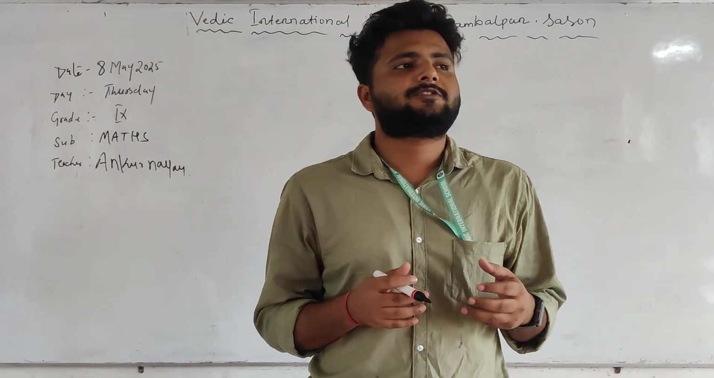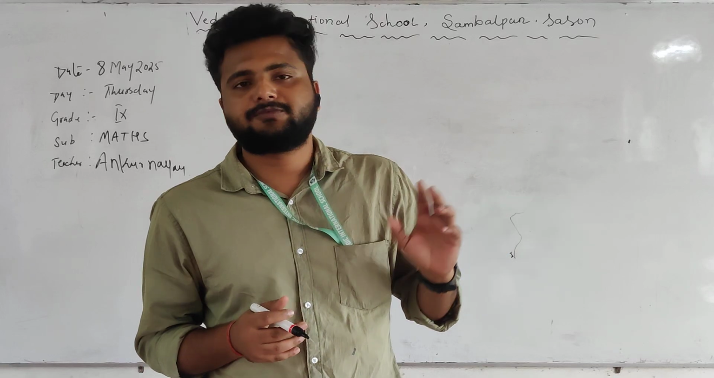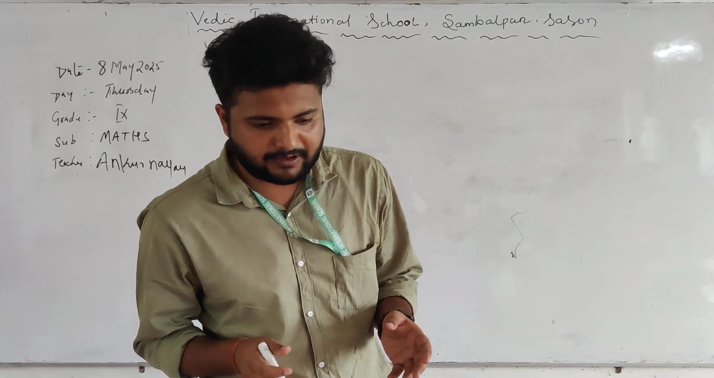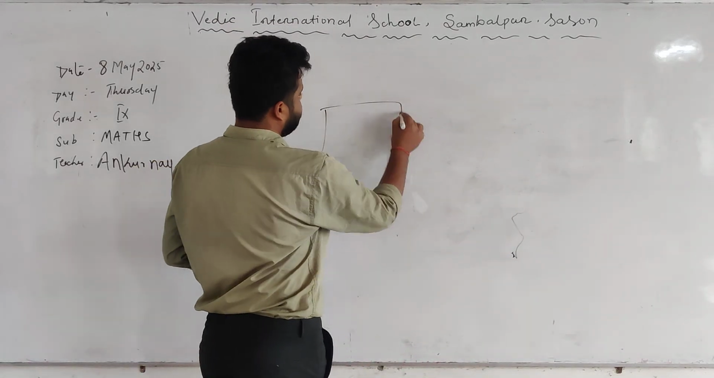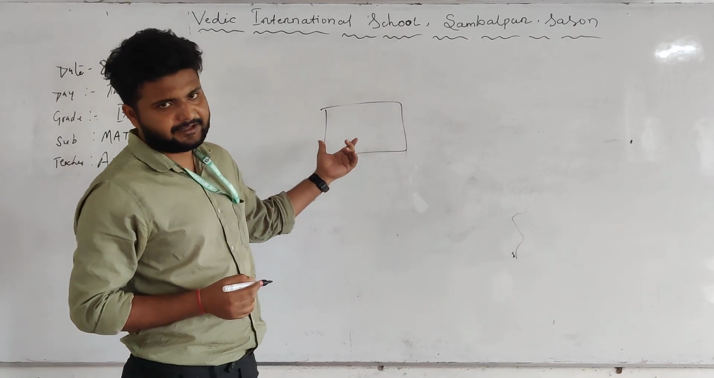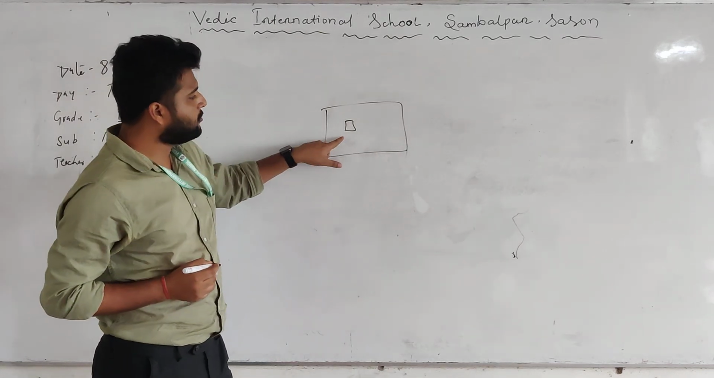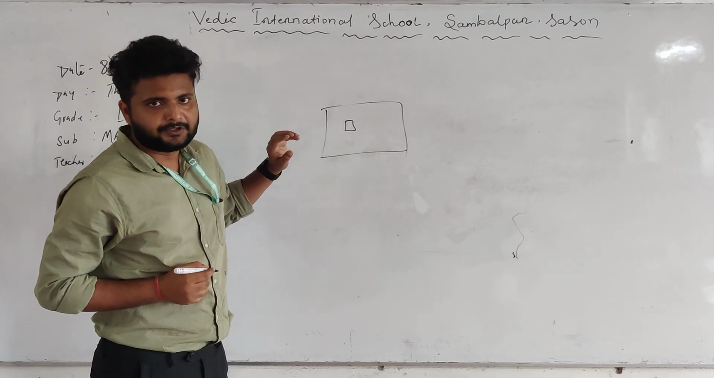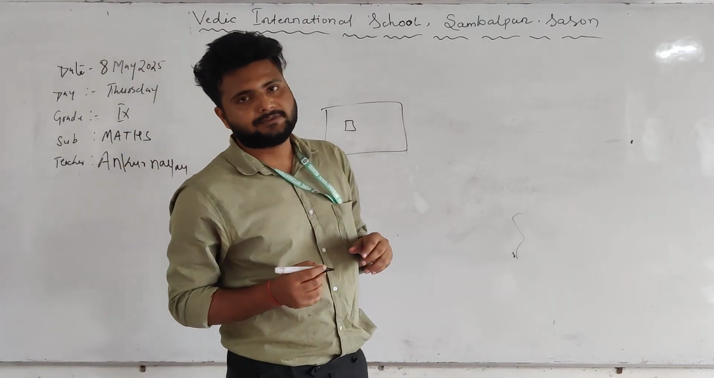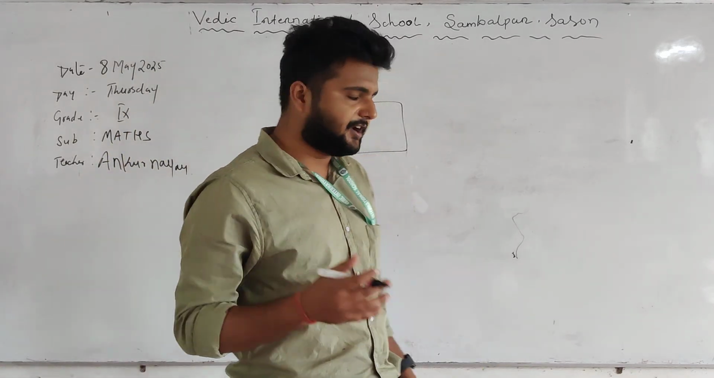This chapter talks about how to locate any object. Let us take an example. If you have a table, and here is a book, how to locate this book on this table? These are the things we are going to learn in this chapter. Okay, so let us start.